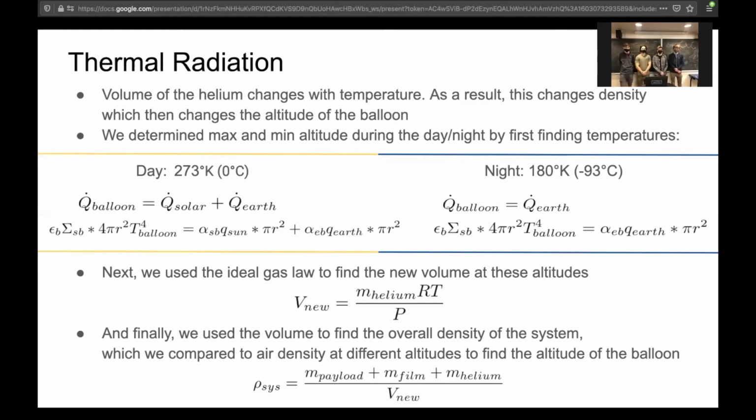Then we took those temperatures and plugged them into the ideal gas law and used that to find the new volume of the balloon at that altitude, or at that temperature. And finally, we took those volumes to get an overall density of the system and compared that overall density to the density of air at different altitudes to find the final altitude of the balloon.